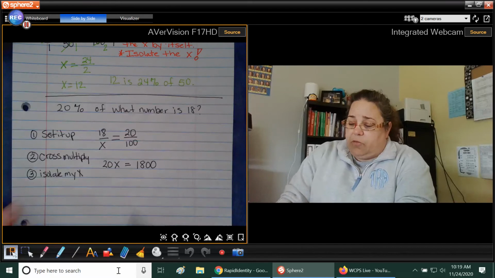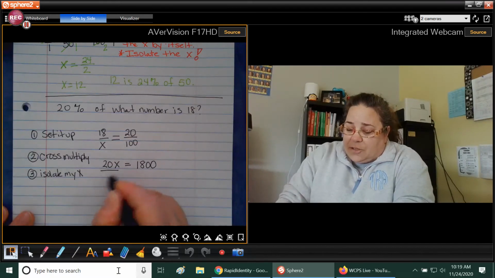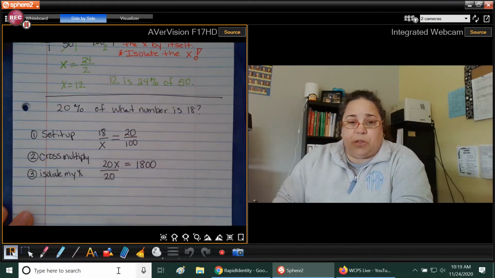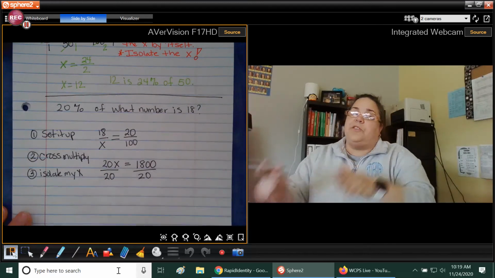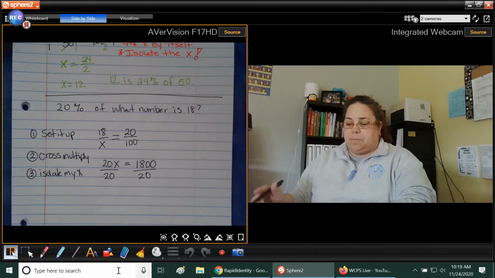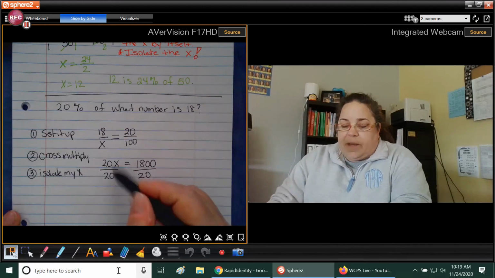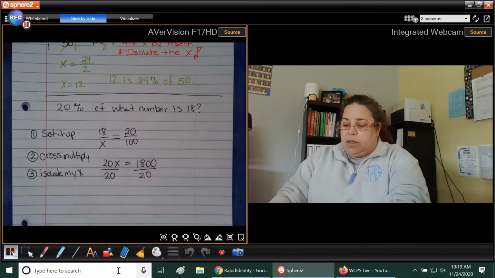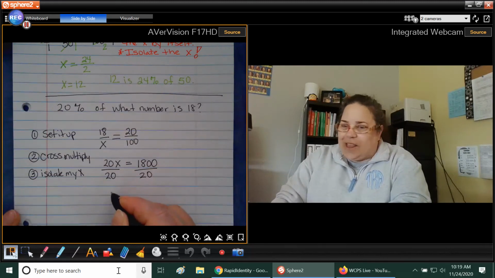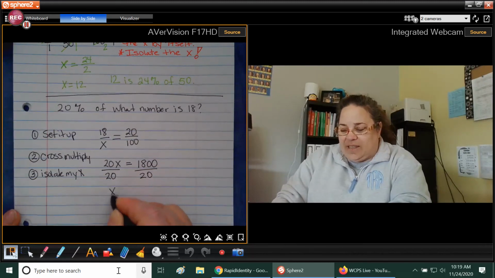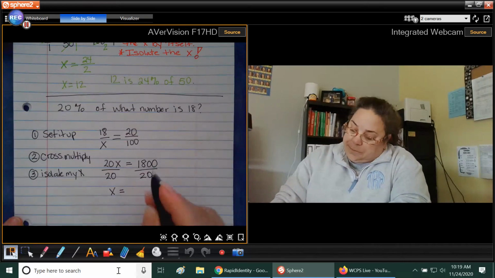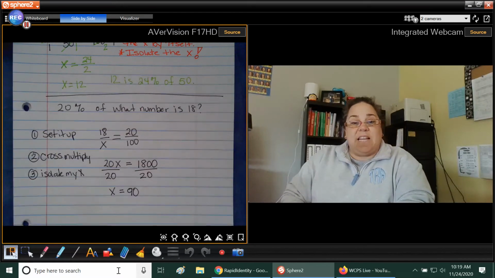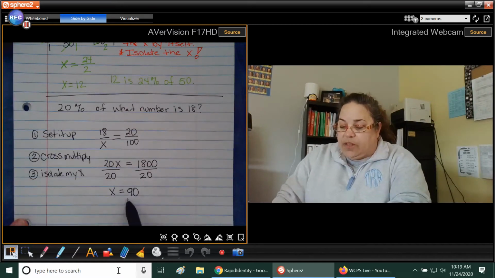Okay, so remember, division can be written as a fraction. So divide this side by 20, and then divide this side by 20, because if you do it to the left, you do it to the right. So 20 divided by 20 is 1x, but we don't write the 1, so it's just x. And 1800 divided by 20 is 90. X equals 90.